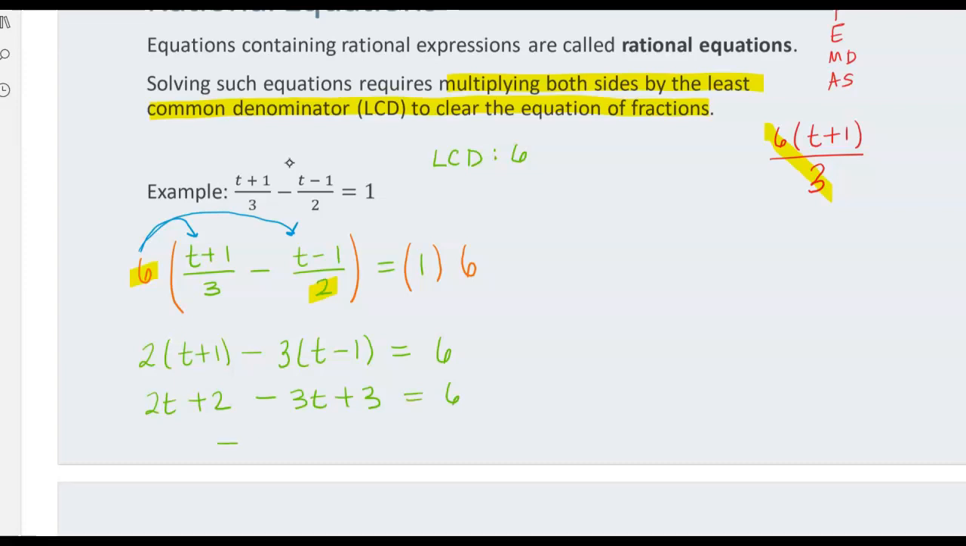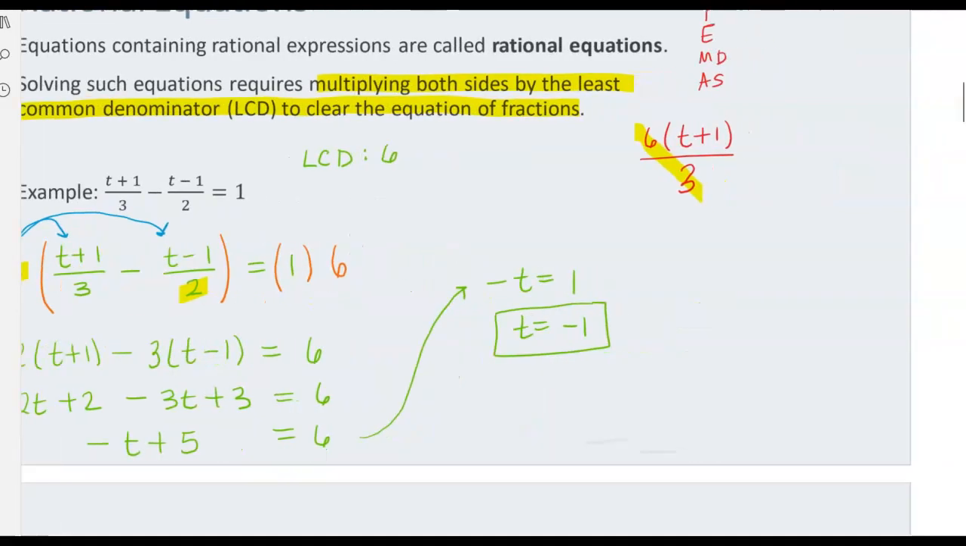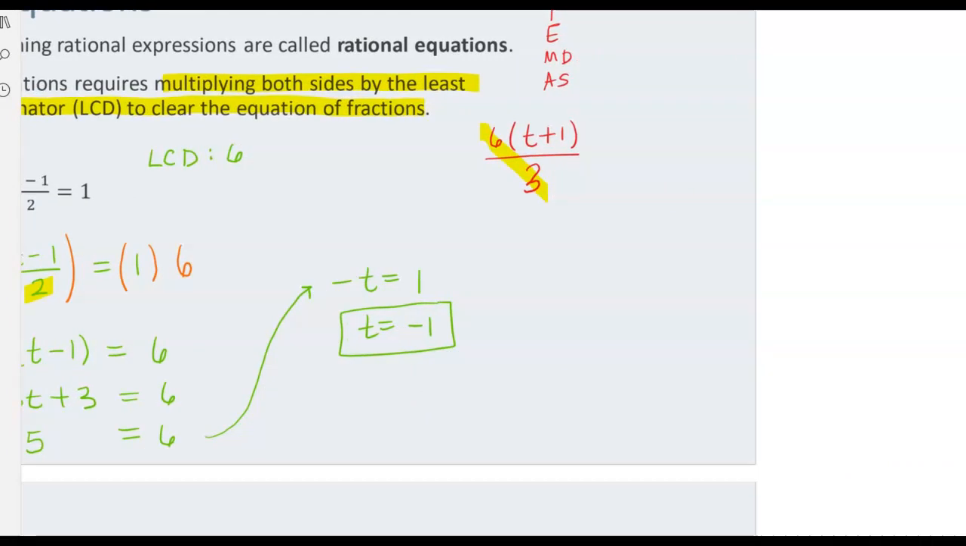So then we have negative t plus 5 equals 6. Negative t equals 1, subtracting 5 from both sides. And so then t is equal to negative 1. We think this is our answer. Let's just double check to make sure that our answer is correct.